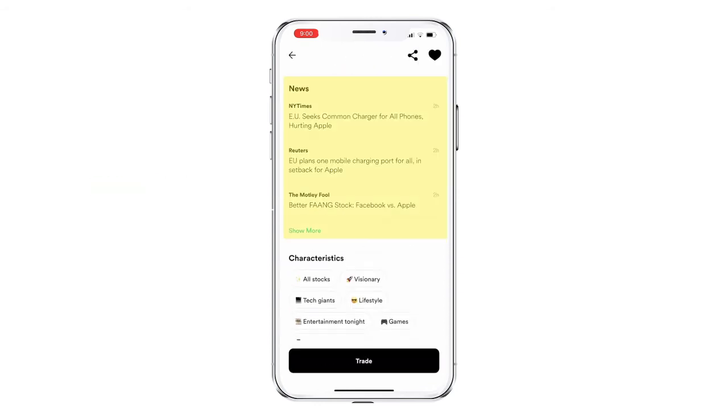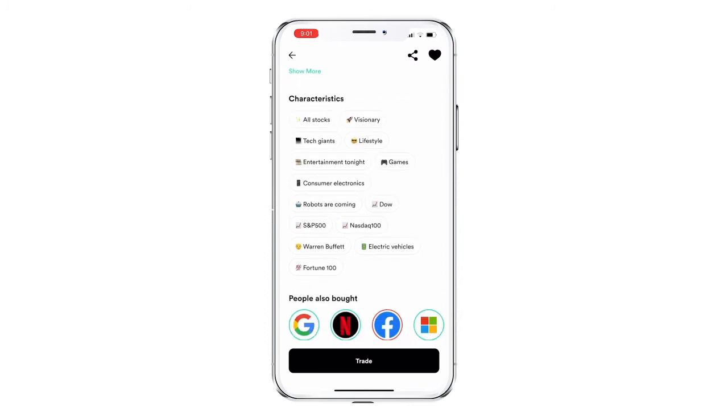Okay, so dito naman sa news, you can check the latest articles here about the stock. Pwede ito maging reference nyo kung possible bang tataas or bababa ito based dun sa impact ng mga events or activities happening for this company or stock. Characteristics, ito naman yung mga categories kung saan under itong stock na to. So pag ito yung mga sinearch mo, lalabas si Apple under these categories.